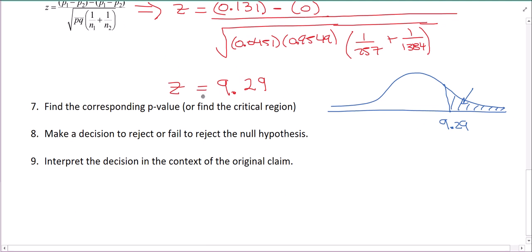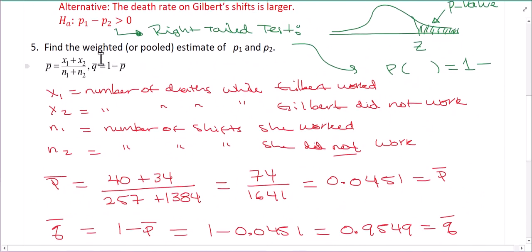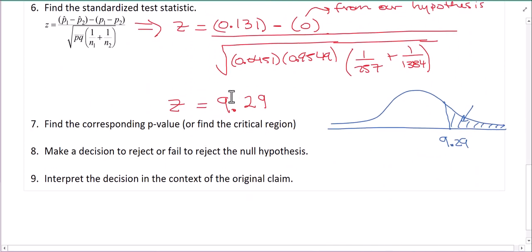So even if we just were doing the empirical rule, what did the empirical rule tell us? That any values that were more than 2 were highly significant, right? Highly unlikely. And more than 3.5 is even more unlikely to happen. So this is 9.29. So just even based on the empirical rule, I can tell that this is not going to be good for the null hypothesis. We're probably going to reject it because this z-score is so high, so far away from the mean. So let's look at the table.